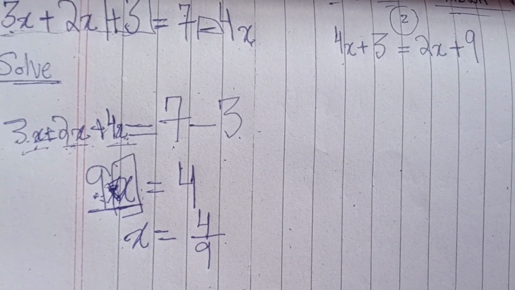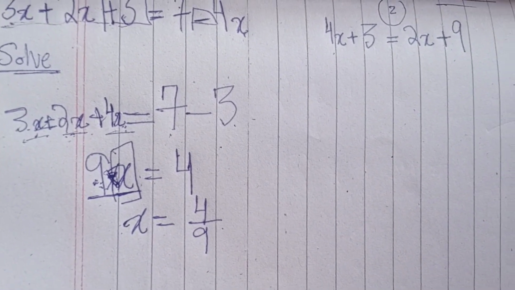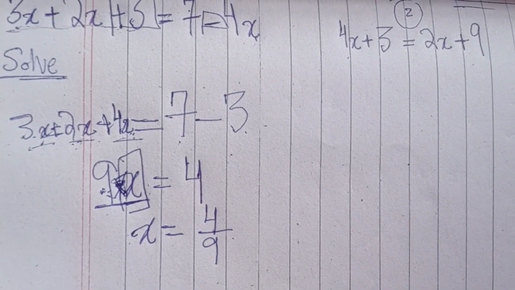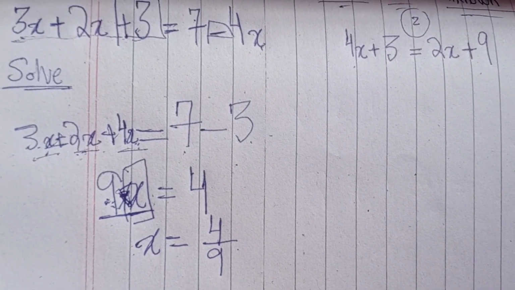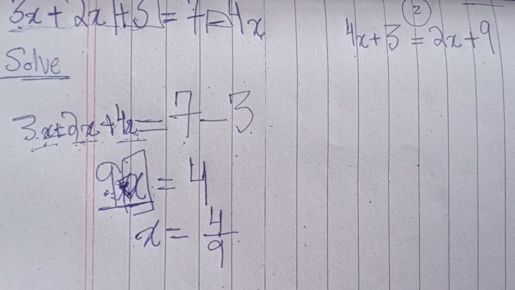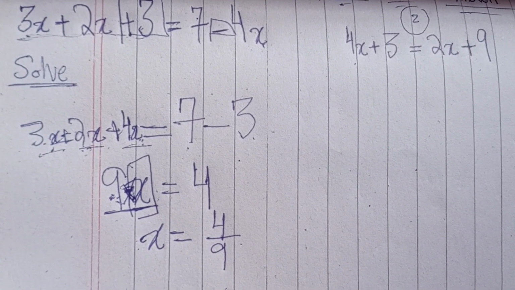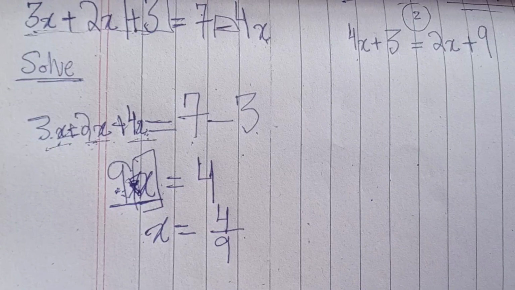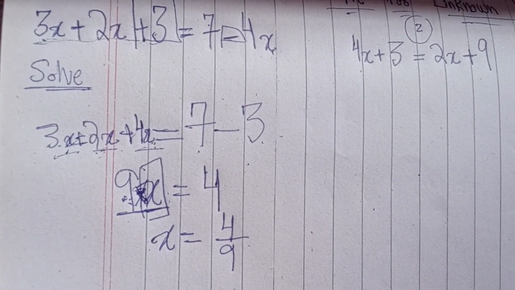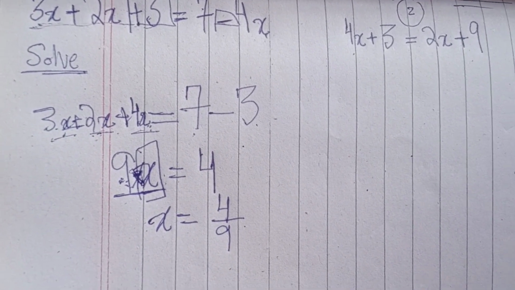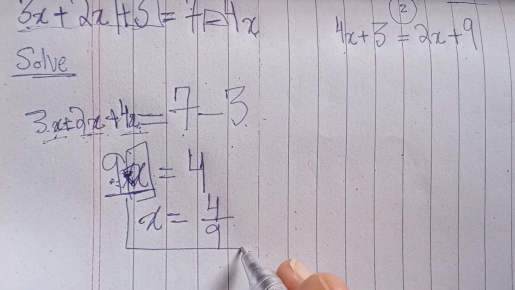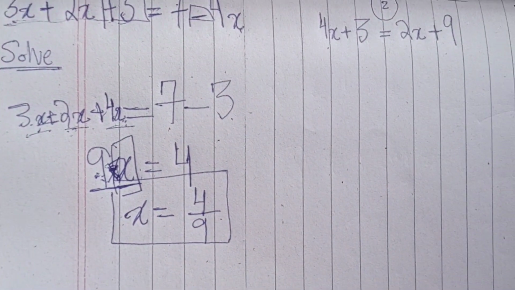As I mentioned, plus and minus are reversed when moving to the other side. Similarly, divide and multiply are replaced when moved to the opposite side. So here we have the final value of x.